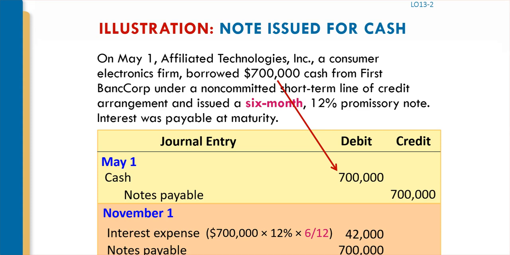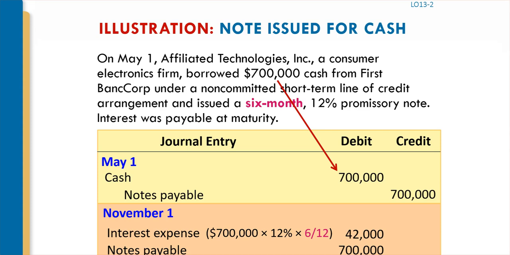You do that, you get up to November 1st, and they're going to have to pay back not only the 700,000 but the 42,000. And so the bottom line here is a credit for cash for how much on November 1st? Yeah, you're right, 742,000. An astute person's going to say, wait a minute, don't we have some accrued expenses associated with that interest? And I'm going to say, yep, we do.